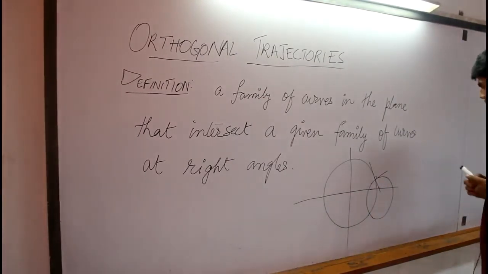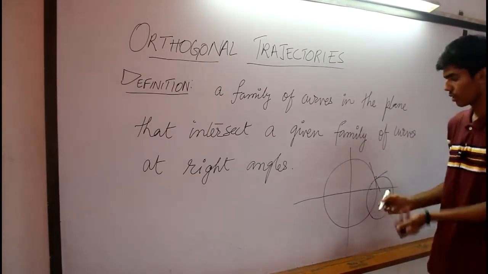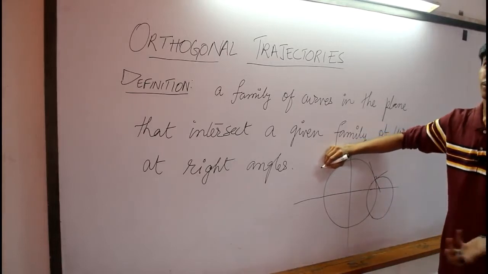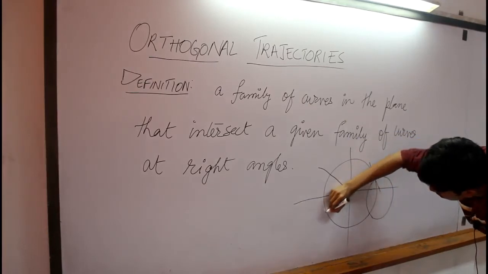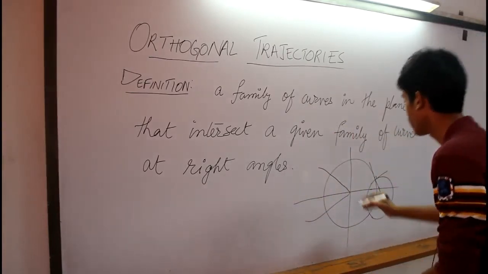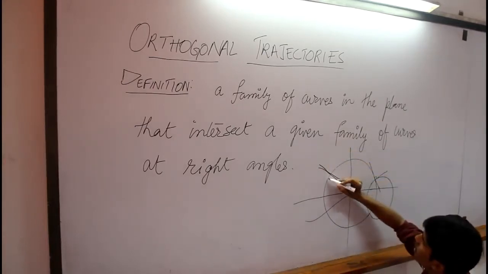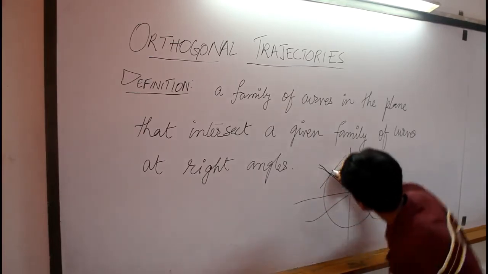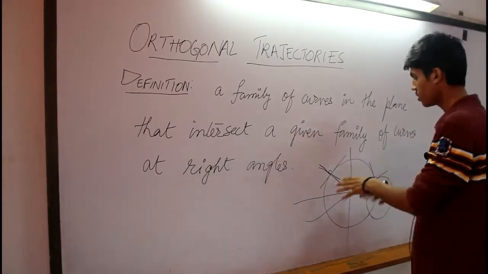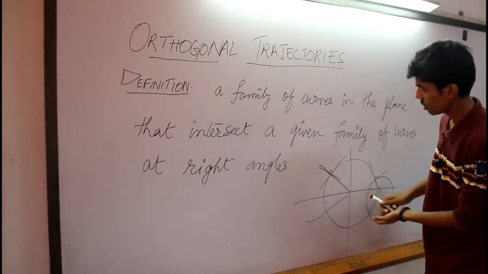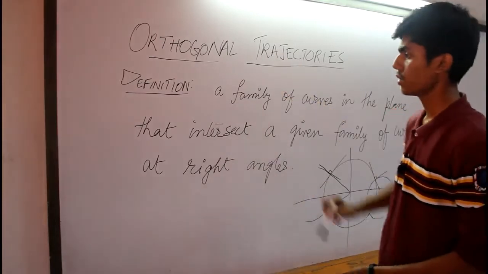Now let's look at another example. Here we have two circles. If we have another curve, for example a parabola like this, and we have a tangent to this parabola and another tangent to the circle, both these tangents will be perpendicular to each other at that point. Those sets of tangents will be known as orthogonal trajectories.